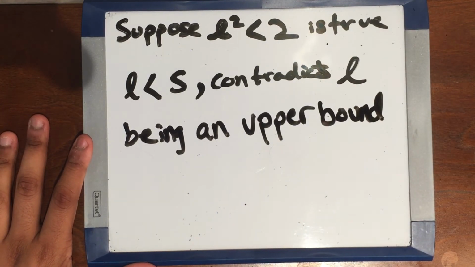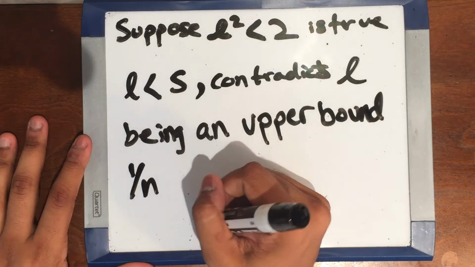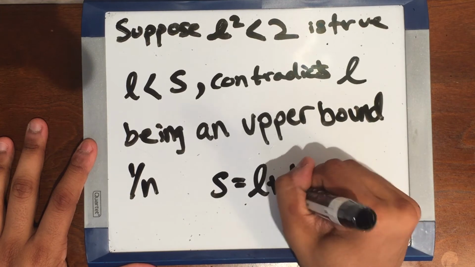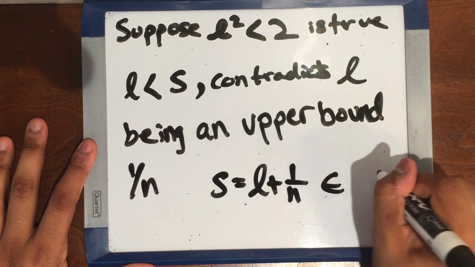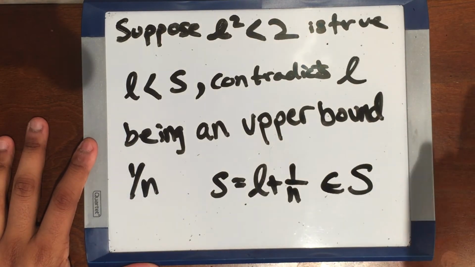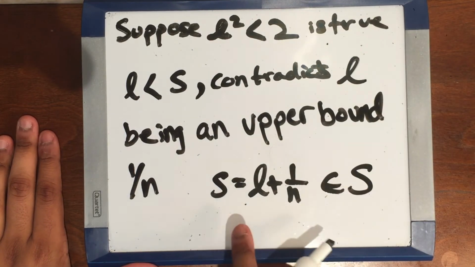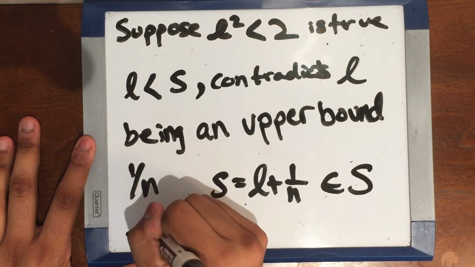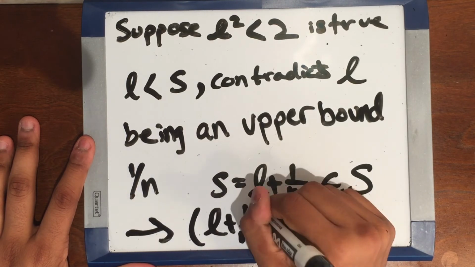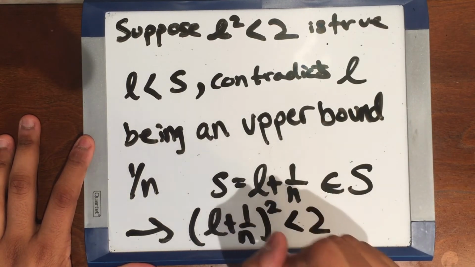The idea is to find a small rational number, let's go with 1 over n, for some integer n, such that S equal to L plus 1 over n is still existing in our original set S, which was the x squared is less than 2, okay? So if we want this to happen, that would necessarily be the equivalent of saying L plus 1 over n squared is less than 2. If this exists in S, then this statement must be true.